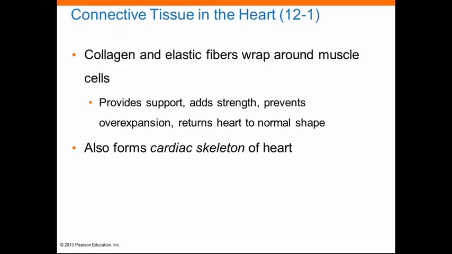Additionally, there's a lot of collagen and elastin fibers wrapped around the muscle cells. They provide support for muscles, vessels, and nerves. They add strength by preventing overexpansion of the heart, and they help the heart return to a normal at-rest shape after contractions. Also, these connective tissues will form the cardiac skeleton of the heart, which I'll discuss soon.